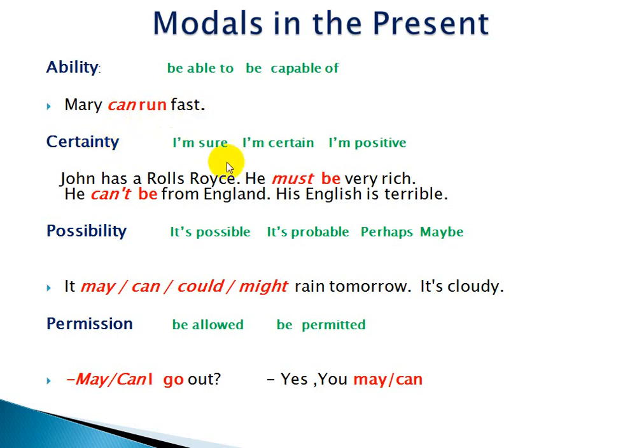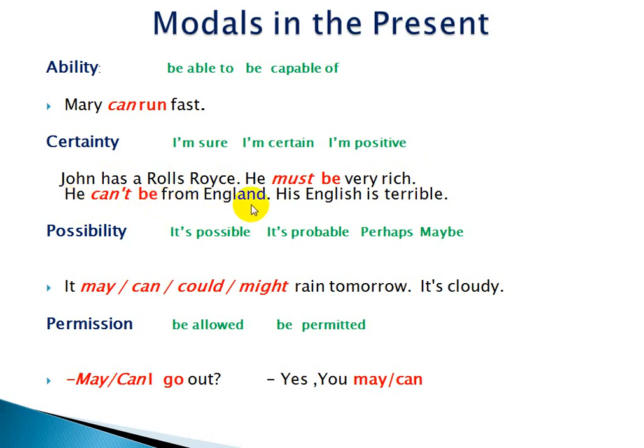Certainty can be expressed by must or can't. Certainty means I am sure, I am certain, I am positive. Example: John has a Rolls Royce, so he must be very rich. This is the logical conclusion. He must be very rich. It means I am sure that he is very rich. Why? Because he owns a Rolls Royce.